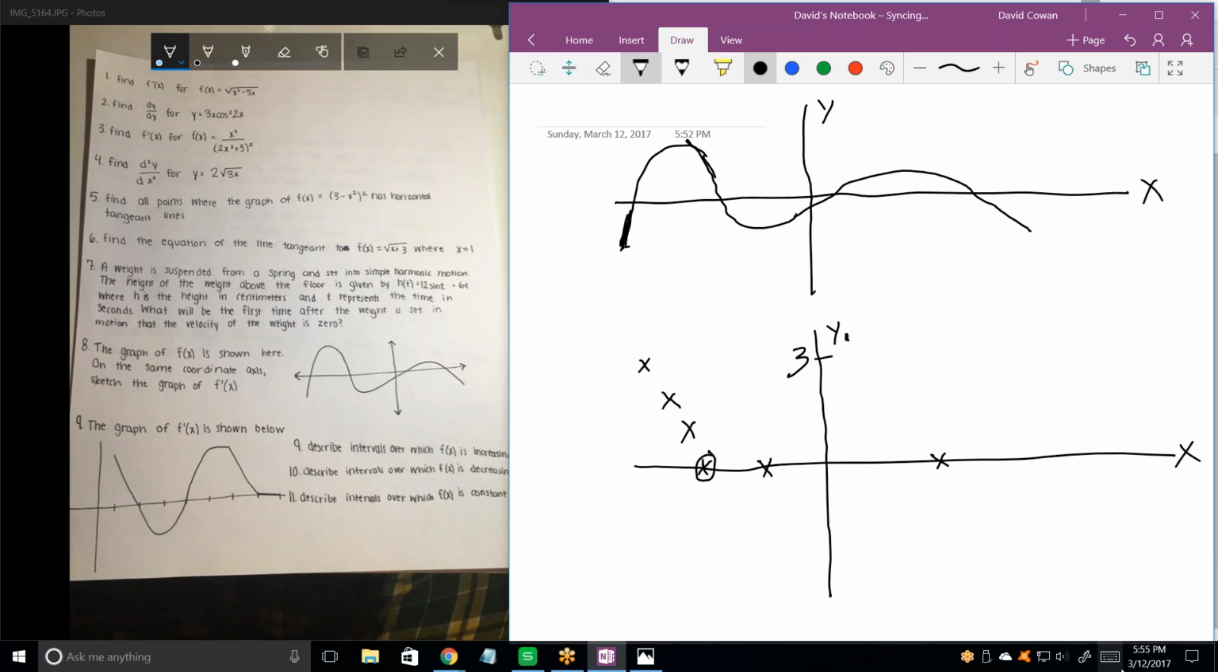It's negative. That means they have to be down here. They have to be below the x-axis. And it looks like they get down to maybe -1. Okay, still negative. Still negative. Now they get back to 0. Okay? And that's how you do y prime.